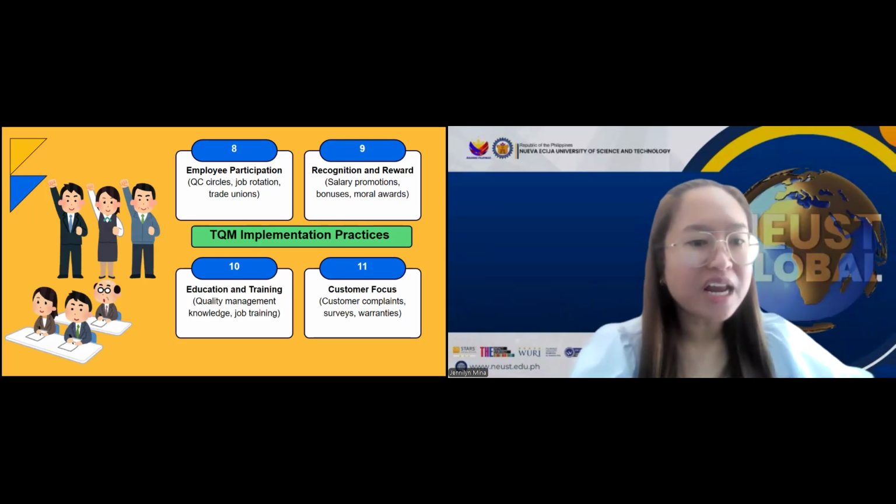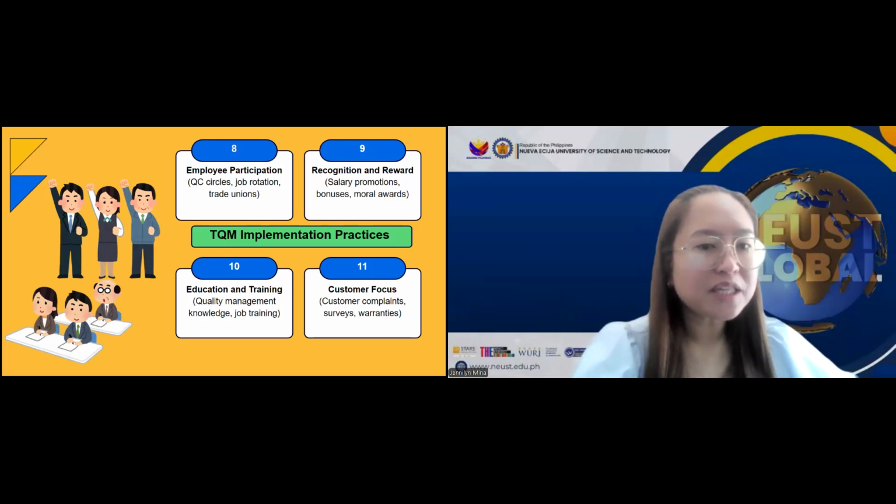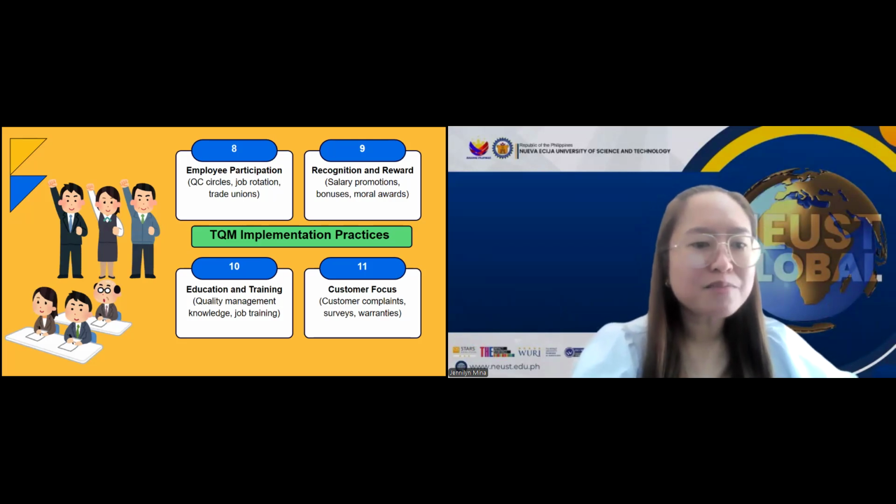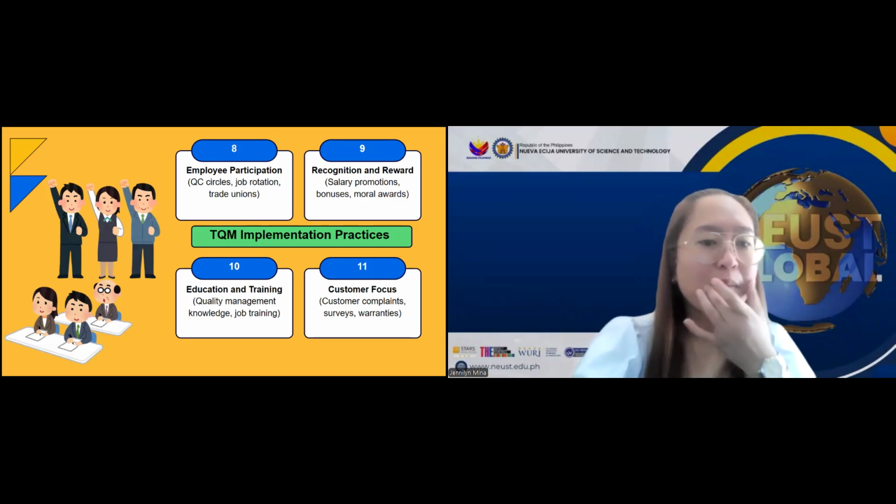Another, recognition and reward. Businesses motivate employees by recognizing their contribution through bonuses, promotions, better working conditions, moral awards, and salary raises, and a positive work environment encourages high quality performance.